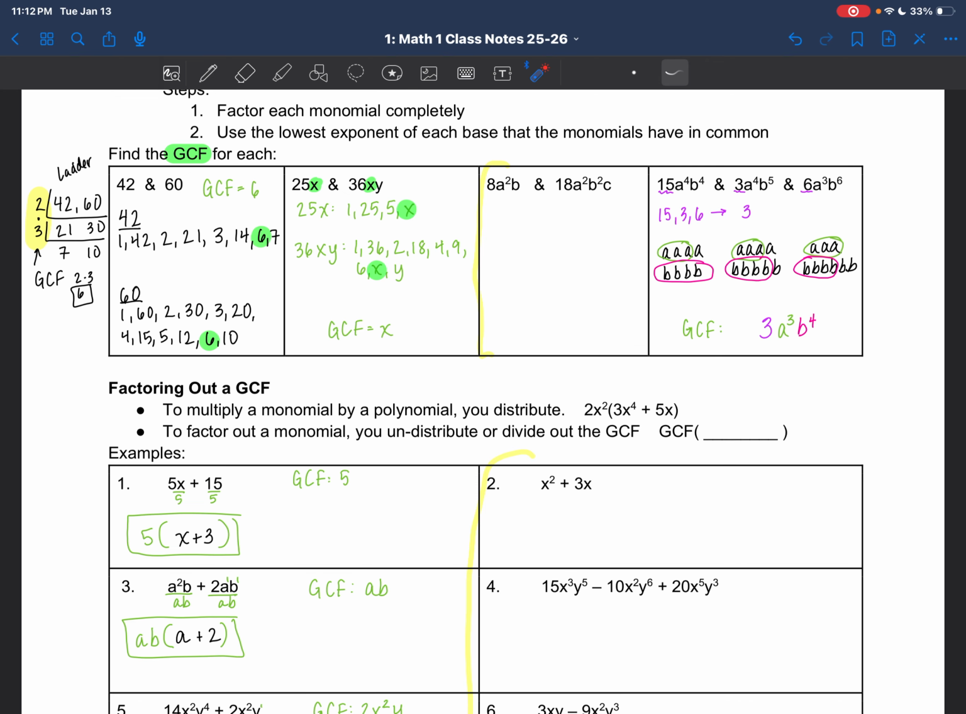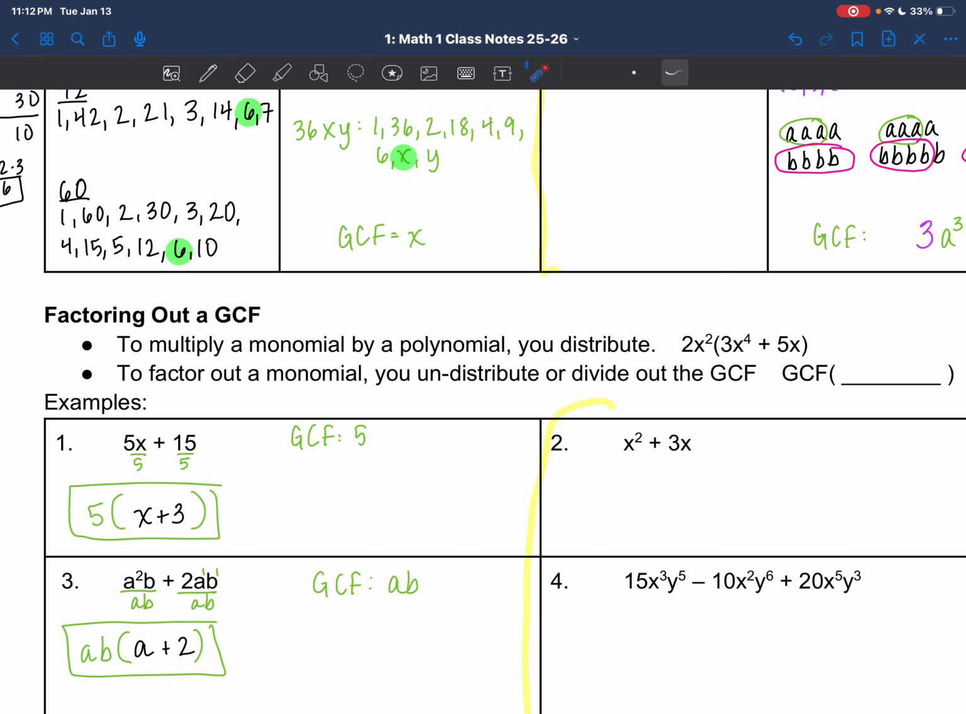So for this one, what we're going to do is we're going to factor out a GCF. To multiply a monomial by a polynomial, you distribute. Remember, we just talked about how we're multiplying, but to factor out, you undistribute or divide out your GCF. The GCF is the greatest common factor.